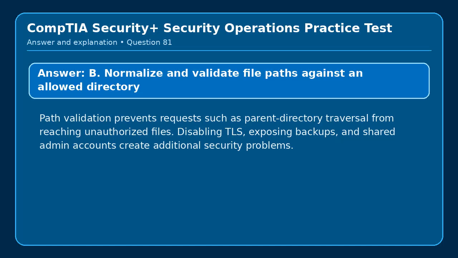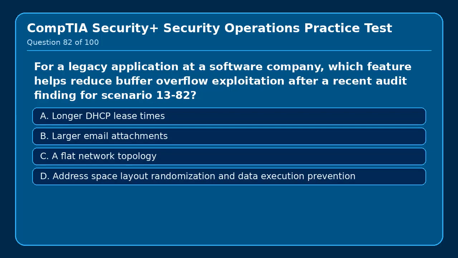Question 84. Which control helps prevent an on-path attacker from reading credentials to a distribution warehouse's portal while documenting the incident ticket for scenario 13-84? A. Allow expired certificates. B. Enforce modern TLS with certificate validation. C. Use plain HTTP for faster loading. D. Share a single account for all users.